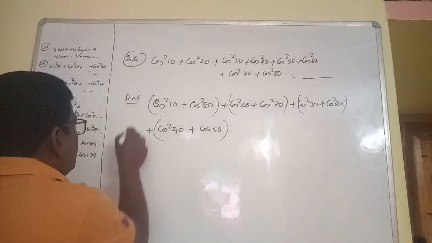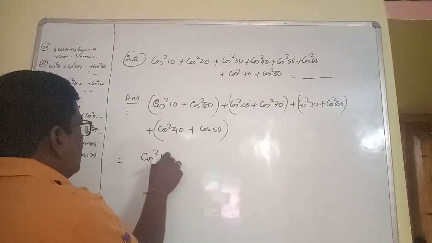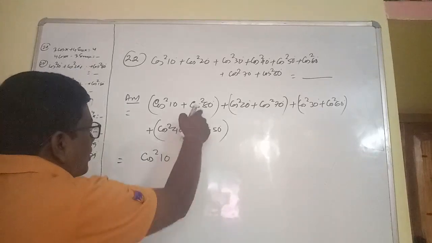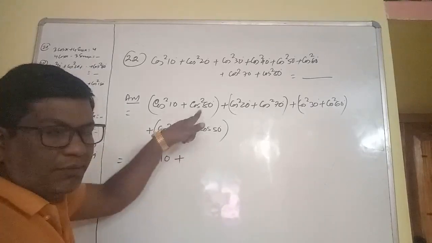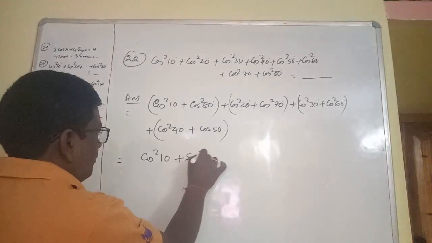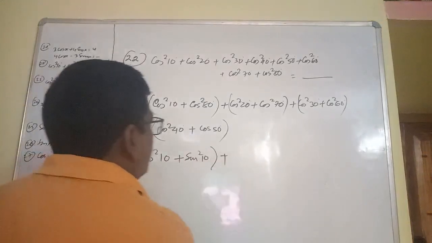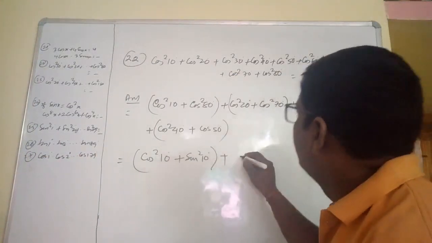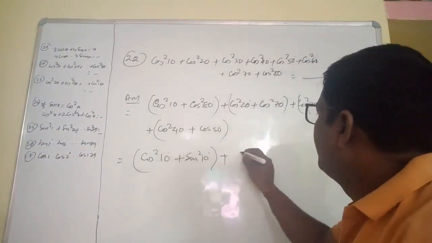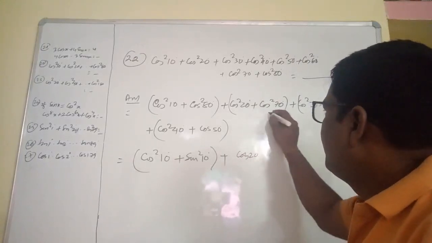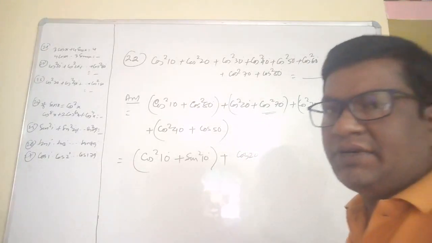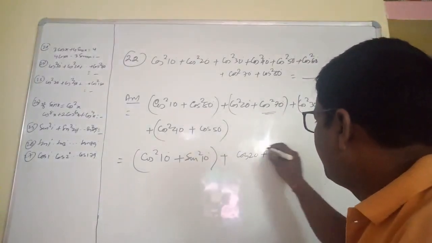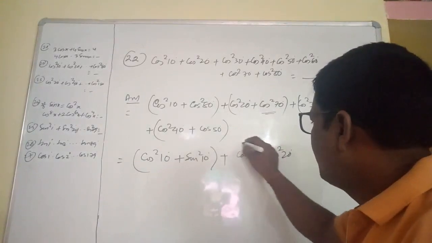Now what is cos square 80? You can write cos square 10 here. Cos square 80 degree means sin square 10 degree. And cos square 20 degree, all are degrees. What is cos square 70 degree? 70 means 90 minus 20, so this is equal to sin square 20. Clear? This is cos square 20 degree and sin square 20 degree.